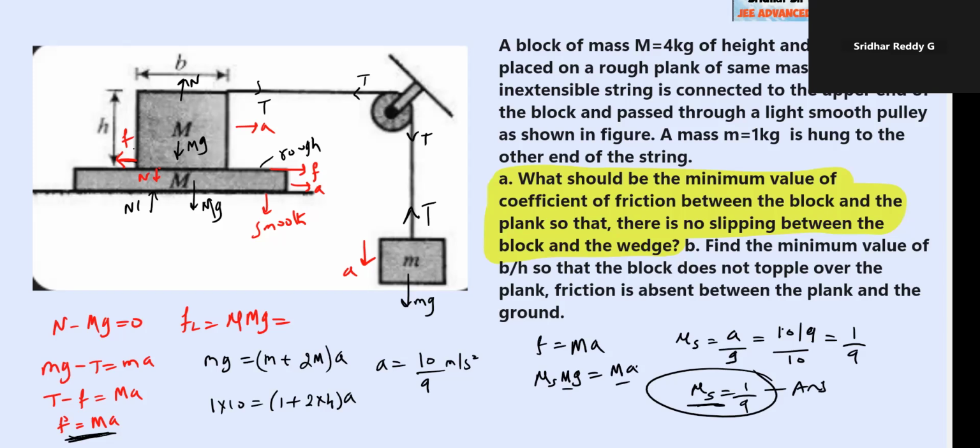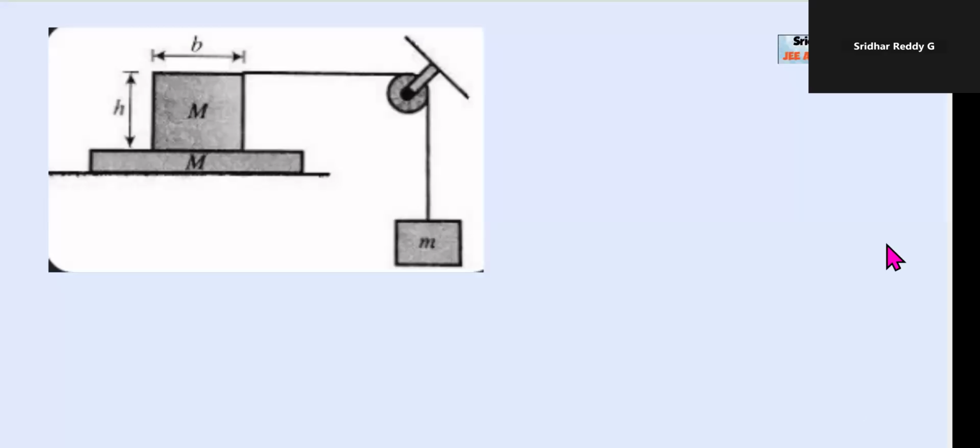I think everyone knows the block on block concept. So now we'll go for the toppling. Now how do we bring in the idea of toppling? We'll discuss the toppling ideas. So the second condition, b, about the toppling.